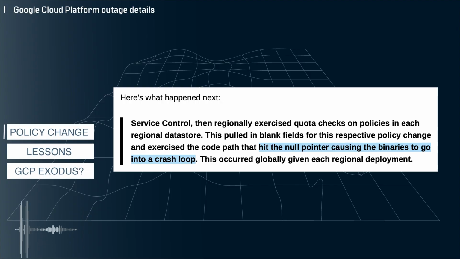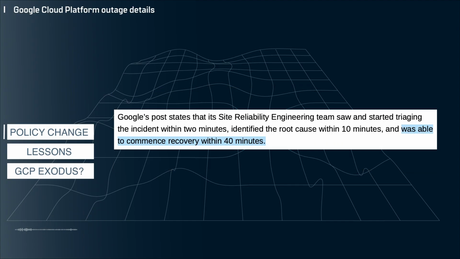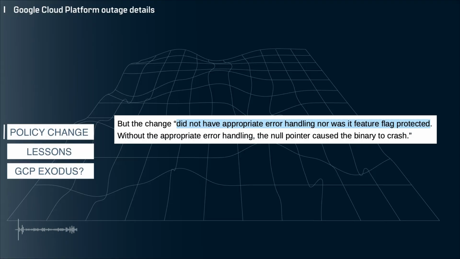Now on the good side, Google seems like they were pretty quick to respond to this issue. According to them, they had a recovery solution in place in less than an hour, which is pretty good in my opinion. However, it seems that the code in question here did not have appropriate error handling, which is pretty obvious at this point, nor was it protected by feature flags that Google normally utilizes.